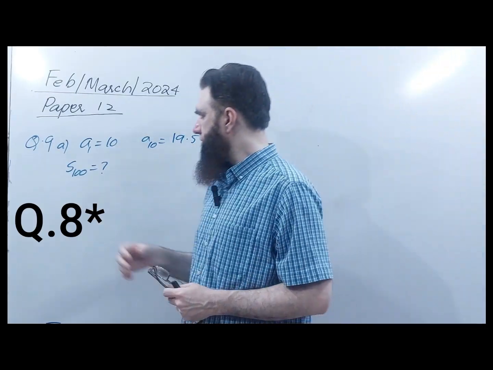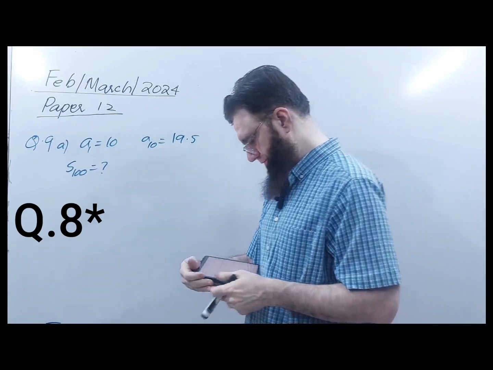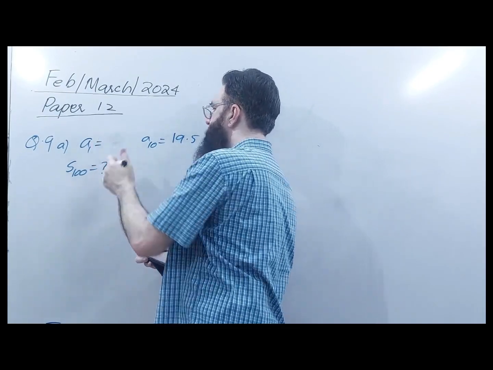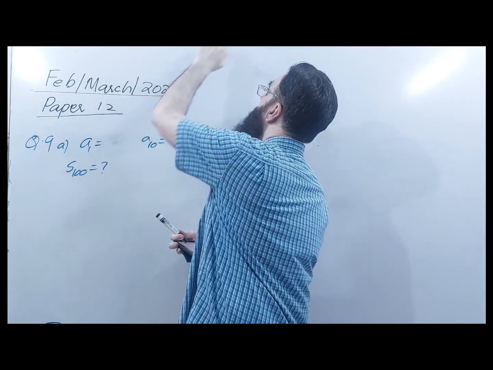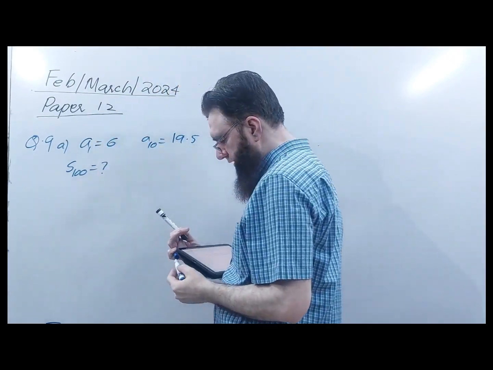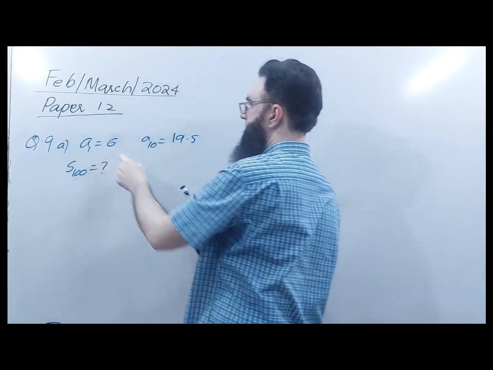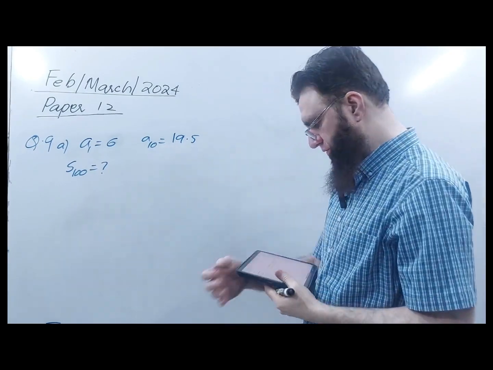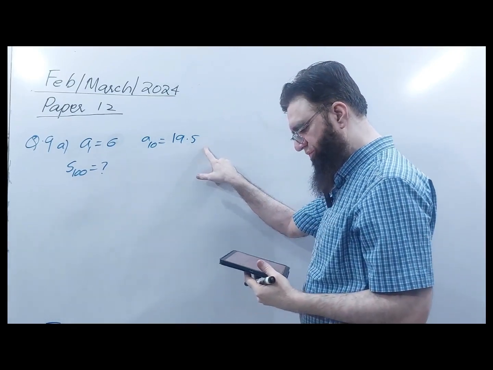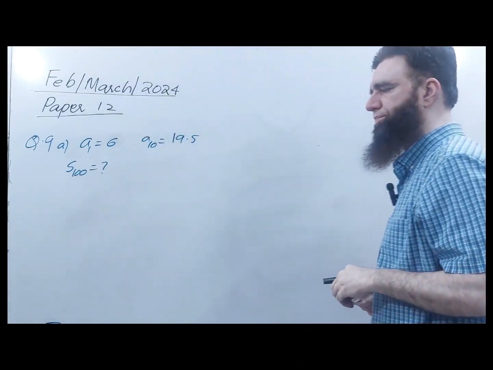In question number 9, an arithmetic progression is such that its first term is 6 and the 10th term is 19.5. I just wrote it incorrectly. I mistakenly wrote 10 here. So an arithmetic progression is such that its first term is 6 and the 10th term is 19.5. Find the sum of the 100 terms of this arithmetic progression.